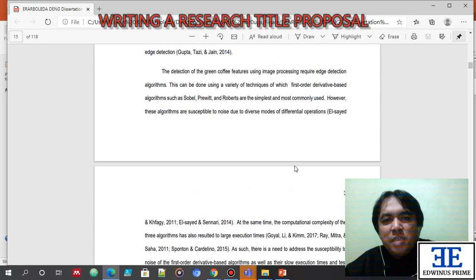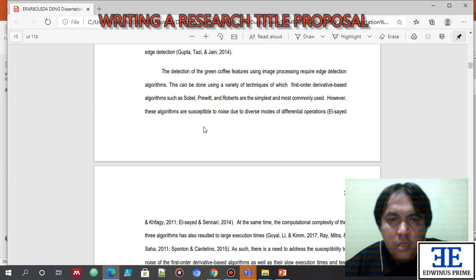The main focus of my study is picture extraction, and I focus on edge detection techniques. What are the different edge detection techniques and what are their weaknesses? So I cited here the common weaknesses of these three image edge detection techniques. That is the problem that I want to solve.